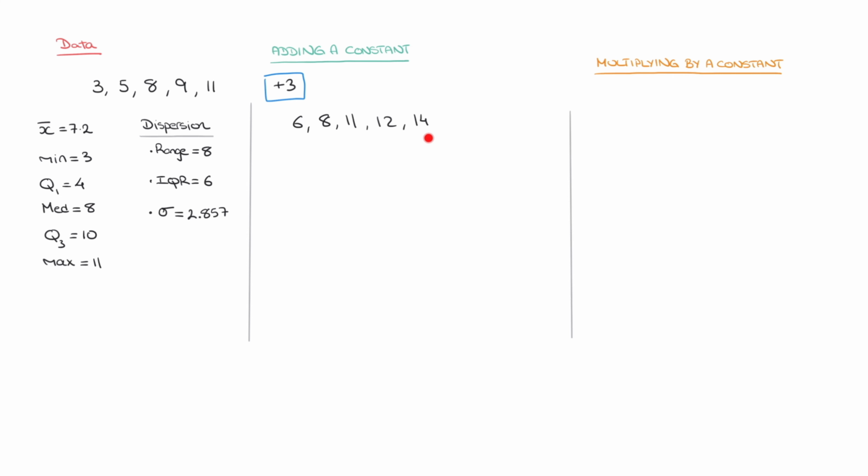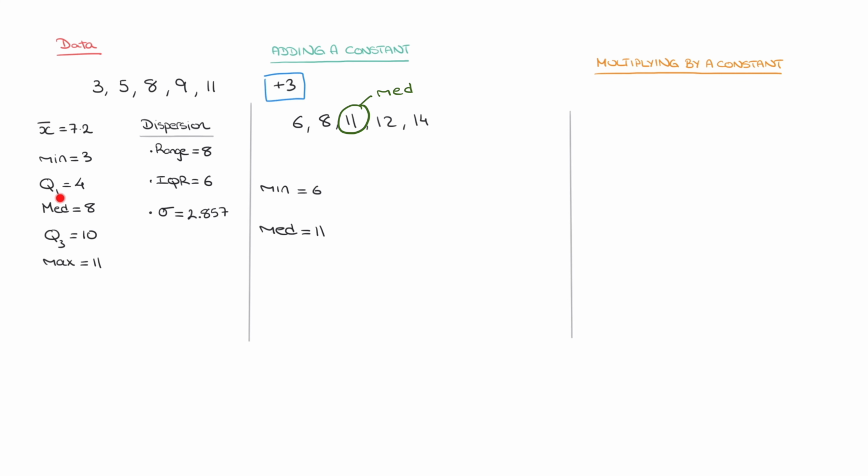And looking at this list of numbers here, hopefully it's quite clear that the minimum value that we have now is equal to 6. The median value, which before was 8, has now turned into 11. Indeed, 11 is the middle value in our list of data here. And so I'll quickly write that here. The median value is equal to 11.